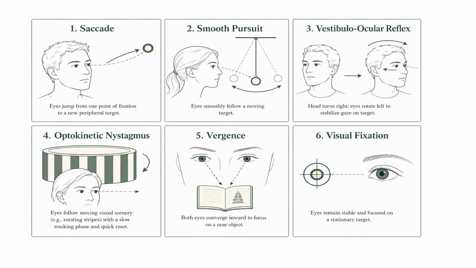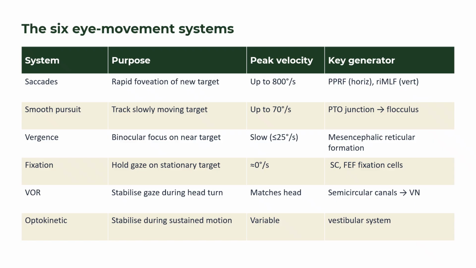These are the functions of supranuclear control of gaze. 1. Saccades. 2. Smooth pursuits. 3. Vestibulo-ocular reflex. 4. Optokinetic nystagmus. 5. Vergence. 6. Visual fixation.